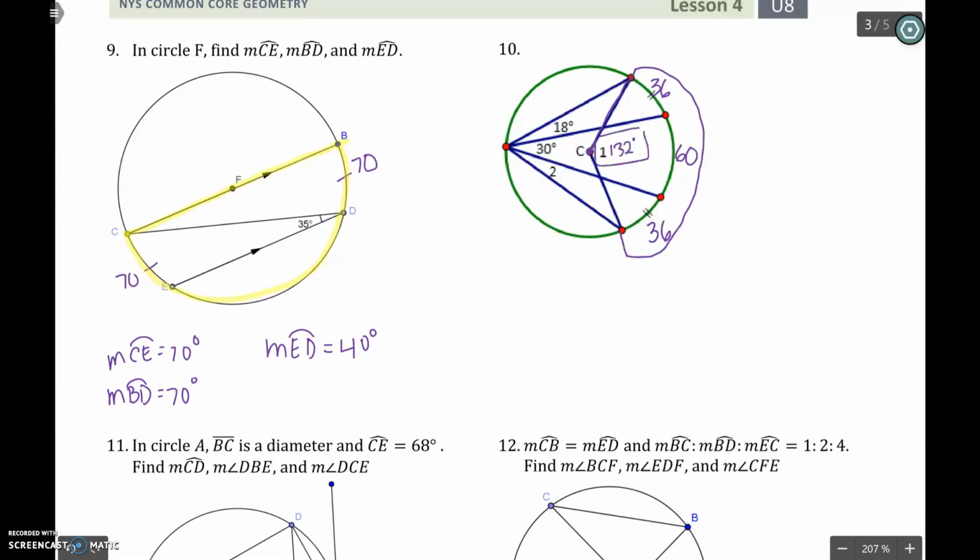All right, and then angle 2 is just a regular inscribed angle to the 36, so it's also going to be 18, just like angle 1. I'm sorry, just like the first angle given.